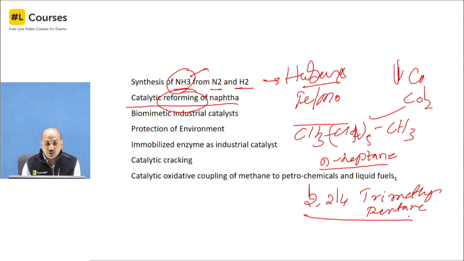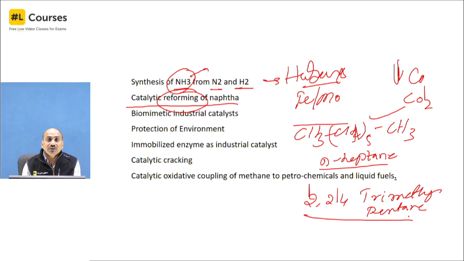The next process we are talking about is the biomimetic industrial catalyst. This is nothing but mimicking the enzymes to produce optically active stereoisomers. You know that the drugs we are using today are very specific. That means D configuration and L configuration.